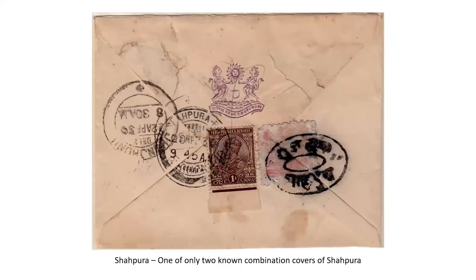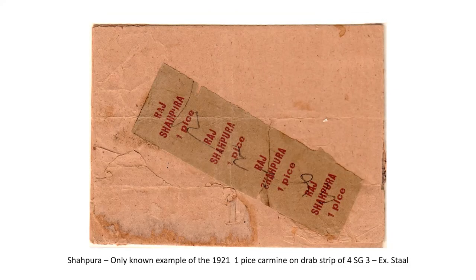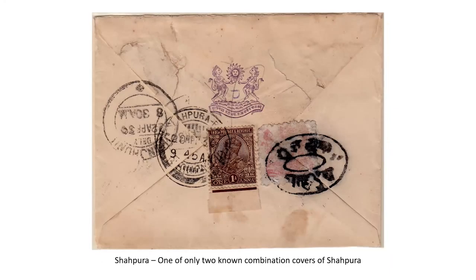And here we have one of two known combination covers of Shapura. This was actually the official 1.5 receipt stamp that the state decided on. Let me go back. So at some point, the state decided there was no point printing postage stamps for postage. Let's just use the 1.5 receipt stamp, which they've been printing for years. They actually printed it for four decades. So they said, why bother printing postage stamps? Let's just use the 1.5 because the rates went up to 1.5. So these are called postal fiscals when they are used postally.